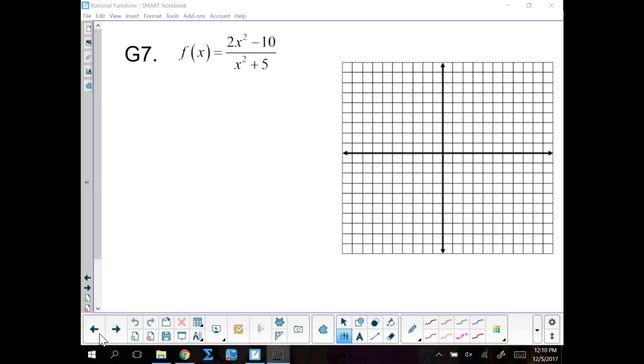Step number 1. Find my domain. What's my domain? All real numbers. Which means what for my vertical asymptote? There is none. Okay?